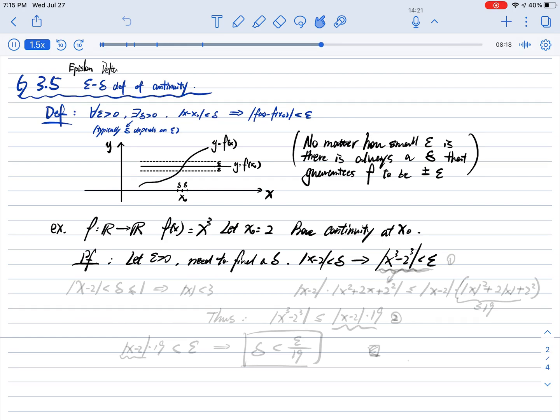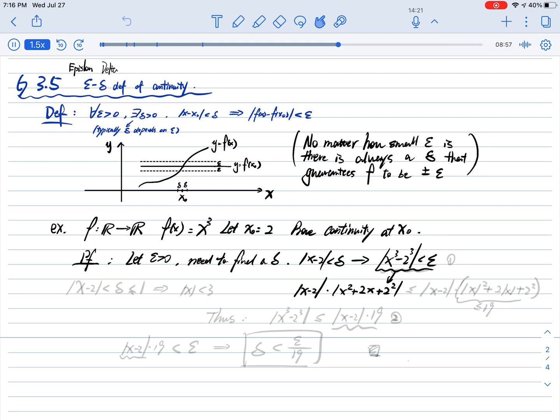So if we assume that the premise is true, which is the absolute value of x minus 2 is smaller than delta, then how can we derive the conclusion? I remember we have a very basic formula you can search up online, where this conclusion is equal to absolute value of x minus 2 times x squared plus 2x plus 2 squared, which is smaller than epsilon.